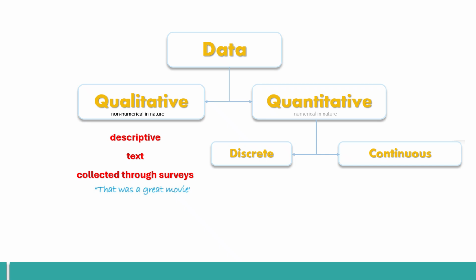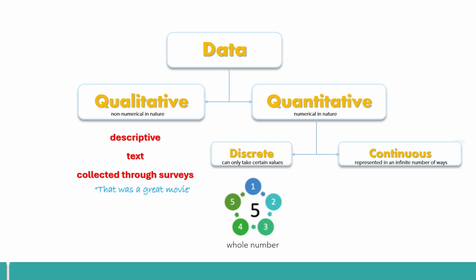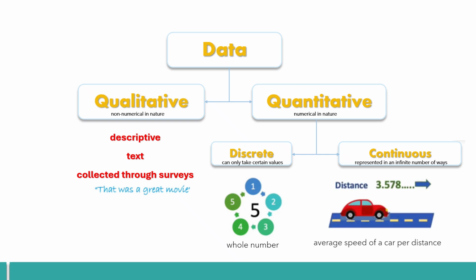Quantitative data is numerical in nature. It could be either discrete or continuous. Discrete data can only take a certain value. For example, whole numbers or integers. 1 is always 1, 2 is always 2. No other value can be taken by those two numbers. Continuous data can be represented in a variety of ways. For example, average speed of a car per distance.